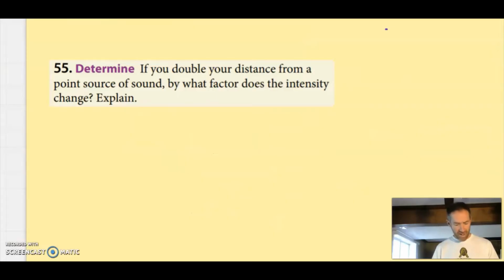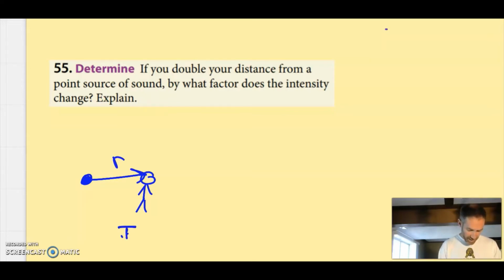Number 55, they ask if you double your distance from a point sound source, by what factor does the intensity change? So say here's a place where the sound is coming from, a speaker or an instrument or something like that. And so say here's a spot where you're listening to it from at first, and you're at a distance r away. The intensity that you hear right there is going to be whatever the power is divided by 4 pi times that. Let's call it r1 squared.